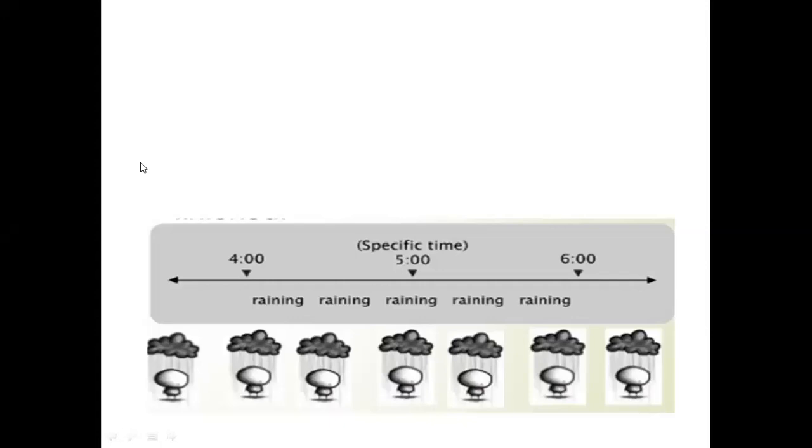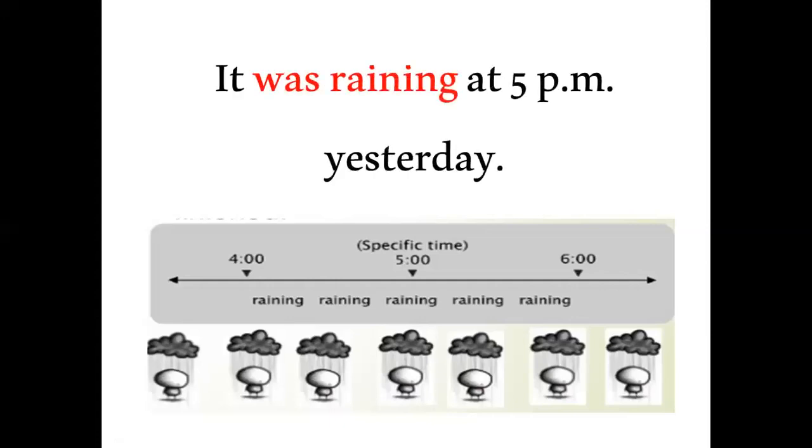But if we take a specific point or a specific time to talk about the rain, for example, 5 p.m., we can say that it was raining at 5 p.m. yesterday. So here, I was talking about the rain. I can say what was going on in the past, what was going on yesterday. It was raining at 5 p.m. yesterday.